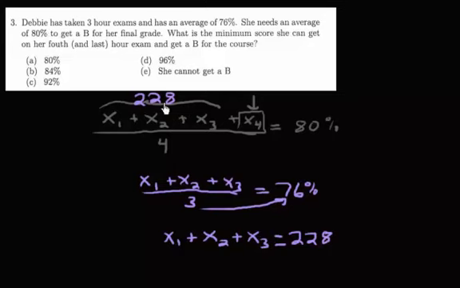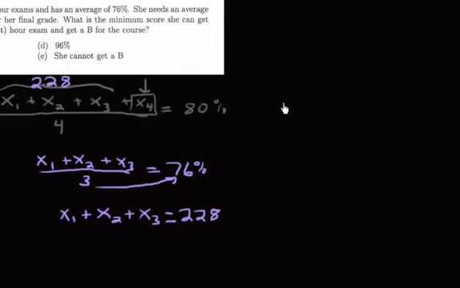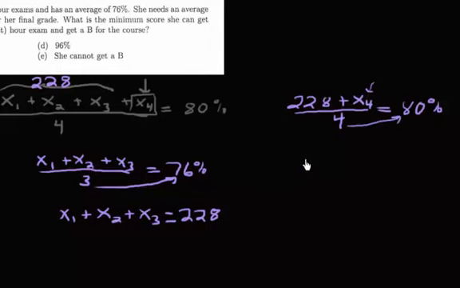Okay, so we can rewrite this now. So now instead of x1, x2, and x3, I can write it as 228 plus x4 over 4. That has to equal 80%. All right, so now I just have to solve a little equation here, and I'm trying to solve for x4. So what I'm going to do is multiply the 4 over. That's going to give me 228 plus x4 equals 320. And then I'm going to solve for x4 by subtracting 228 from both sides.